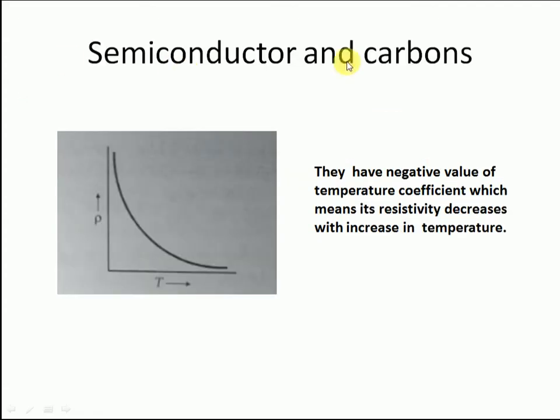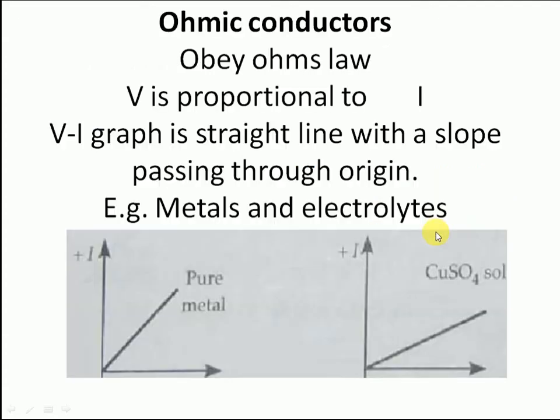But for semiconductor and carbon, they are negative. Negative means with increase in temperature, resistivity decreases. As you can see, in the previous case it was going up because of the positive value of alpha. Now for the semiconductor, their resistivity or resistance decreases with temperature, so they have negative values. That's why it decreases with increasing temperature.